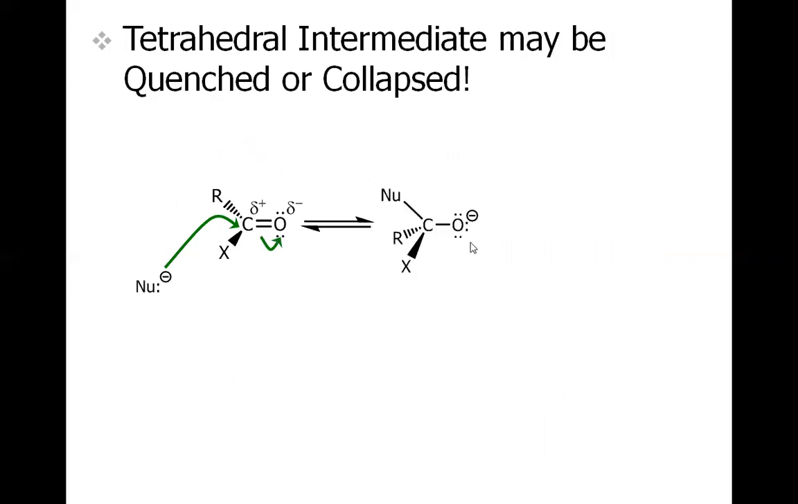Now let us discuss the tetrahedral intermediate, which may be quenched or collapsed. We will discuss the terms quenching and collapsing. First, we consider the nucleophilic attack, and then the nucleophile attacks the carbonyl carbon. This pi bond is broken, and we have the oxyanion here. This intermediate, which is shown here, is called the tetrahedral intermediate because of the tetrahedral geometry around this carbon.